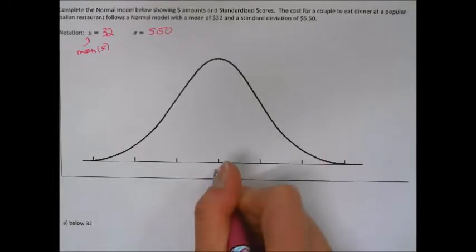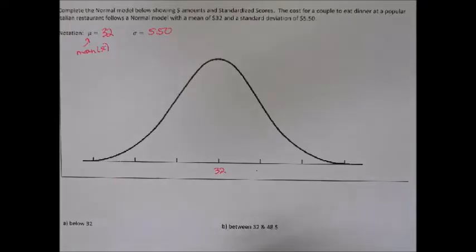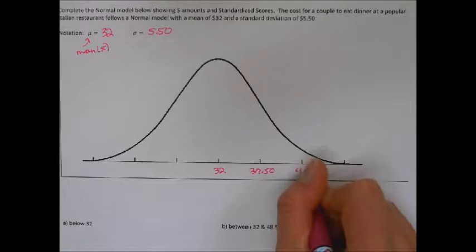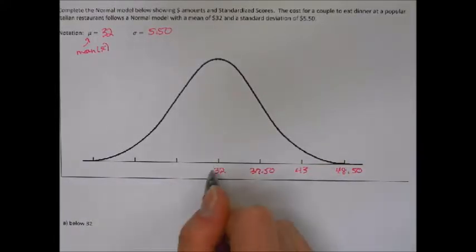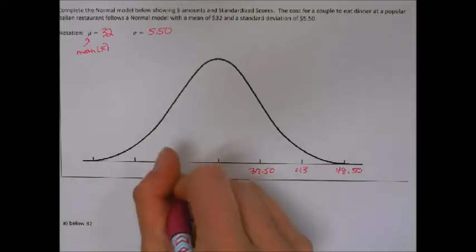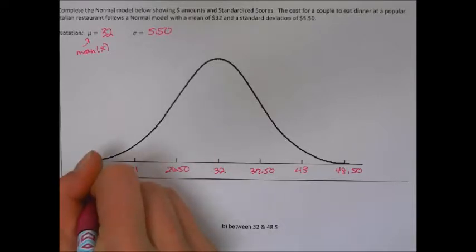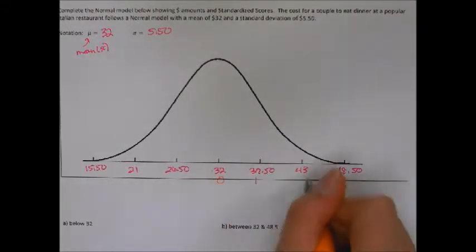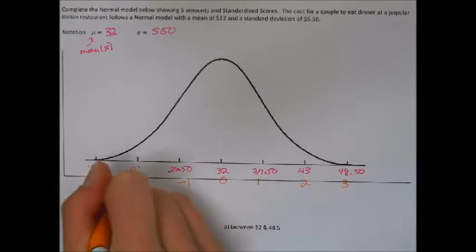So our mean goes in the middle, and then I add 5.50 over and over, so I should get 37.50, 43, 48.50. And then I subtract 5.50, so I should get 26.50, 21, and 15.50. Remember, this is my 0. This is 1 away, 2 away, 3 away, 1 away, 2 away, 3 away.